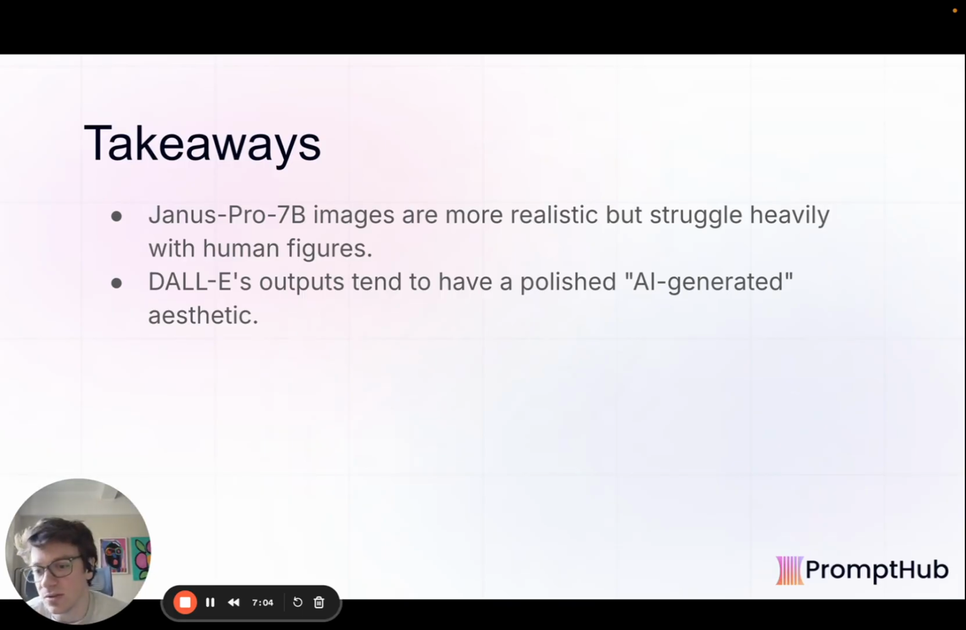The model struggles heavily with human figures. DALL-E's outputs are always very clean and crisp. I think they also have this kind of AI generated aesthetic. And there are cases where one of the models adheres better to the prompts than the other. And so it's really kind of a mixed bag.